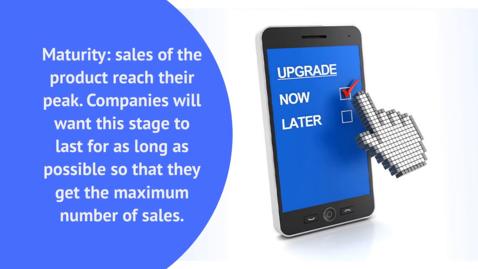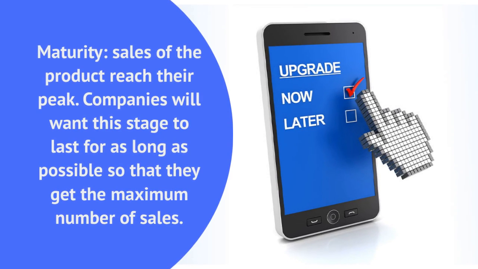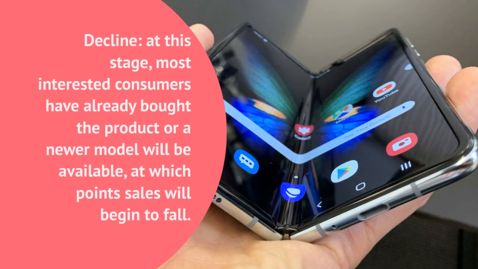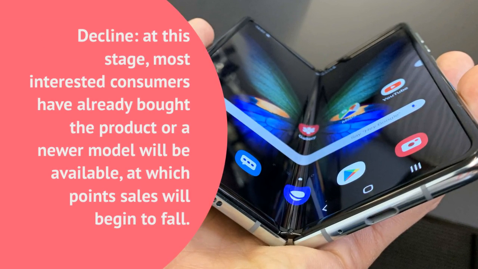Maturity. Sales of the product reach their peak. Companies will want this stage to last as long as possible so that they will get the maximum number of sales. Decline. At this stage, most interested customers have already bought the product, or a newer model will be available, at which point sales will begin to fall.